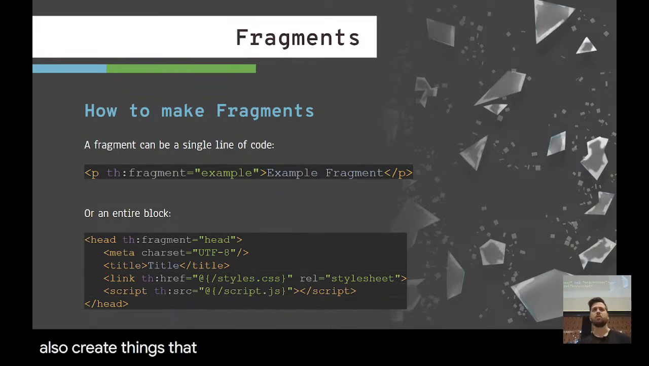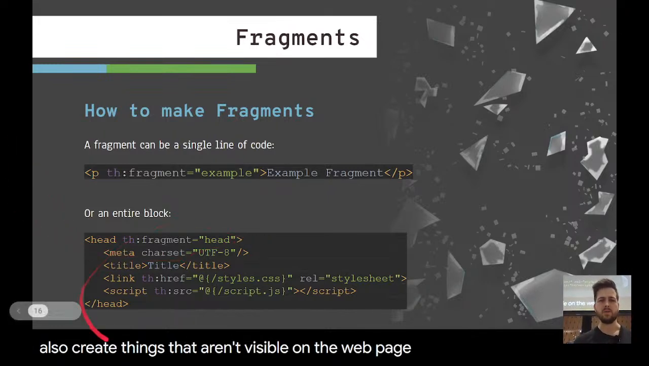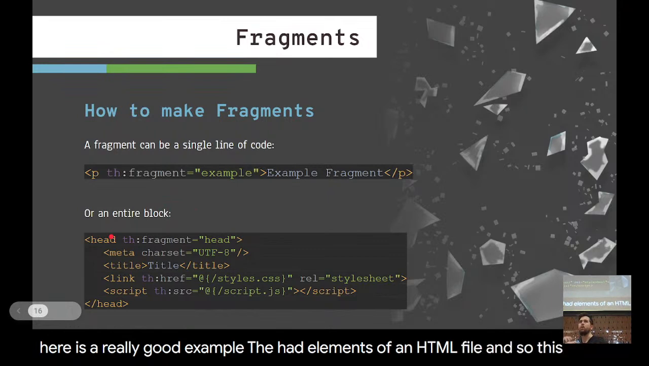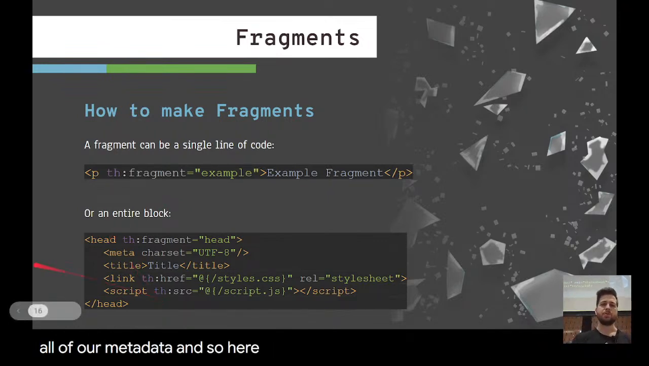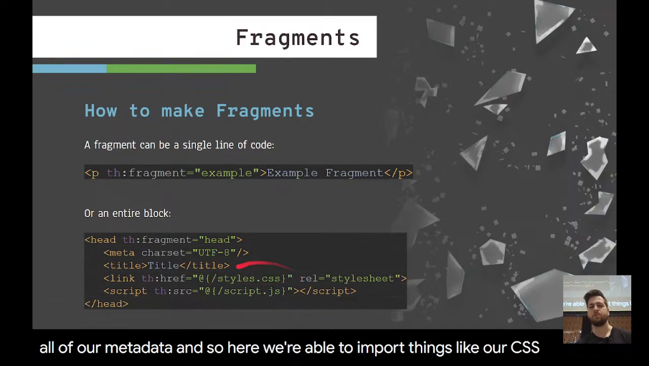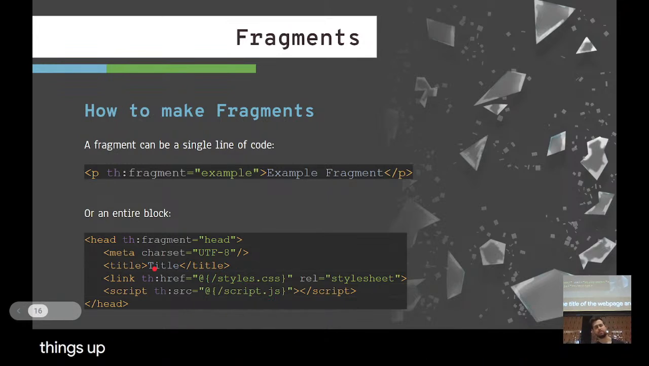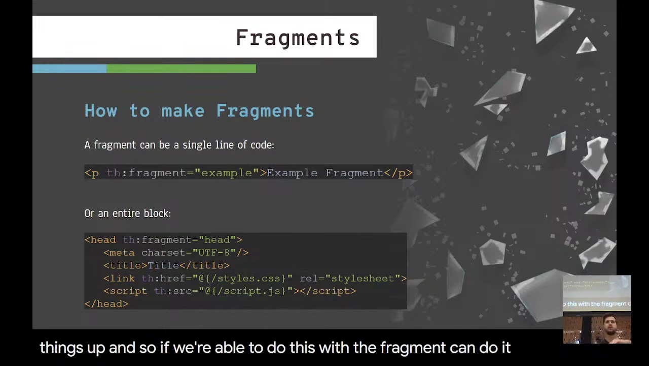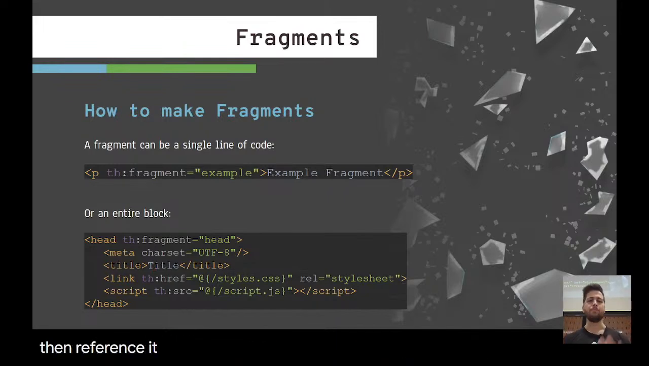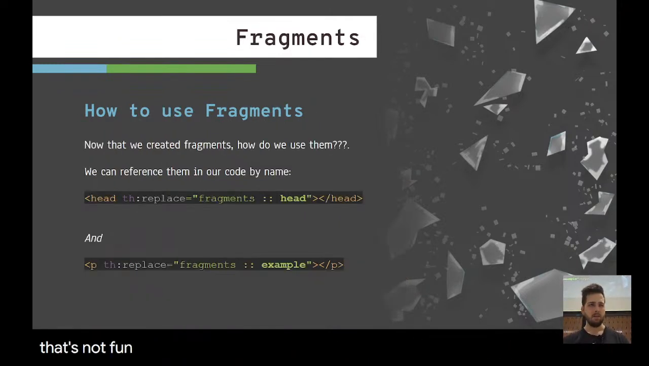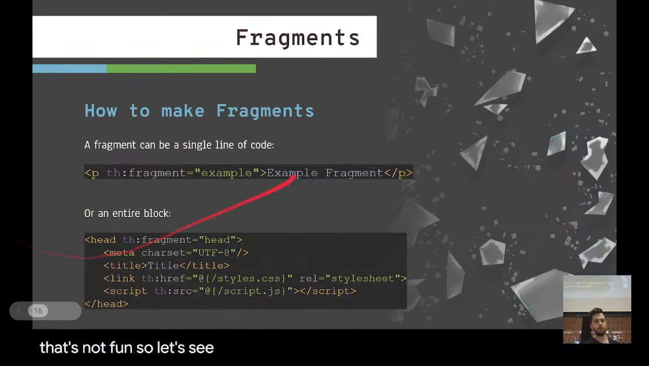We can also create things that aren't visible on the web page. This example right here is a really good example. This is the head element of an HTML file, so this is all of our metadata. Here we're able to import things like our CSS files or JavaScript files, set the title of the web page, and set things up. If we can do this with a fragment, we can do it once and then reference it. If we don't have fragments, then we have to copy and paste, and that's not fun.